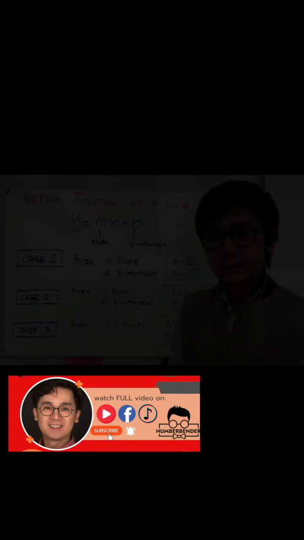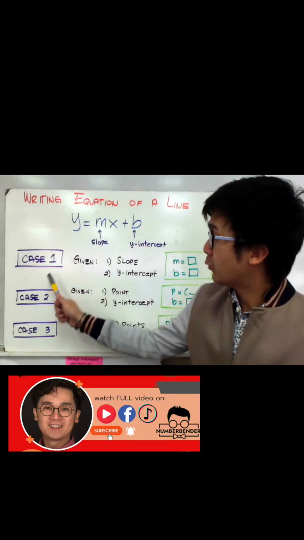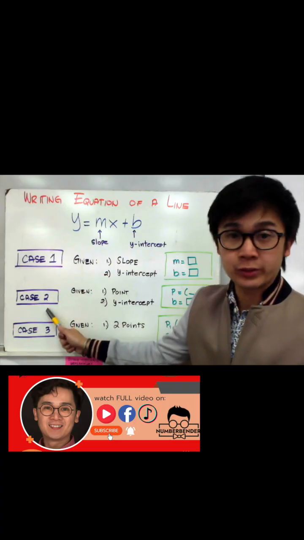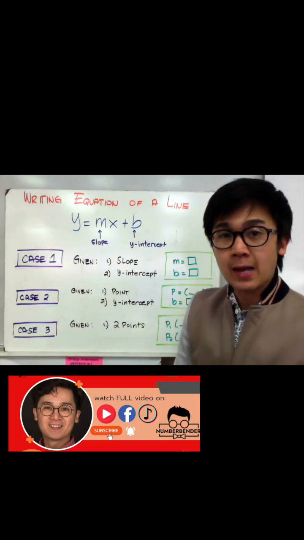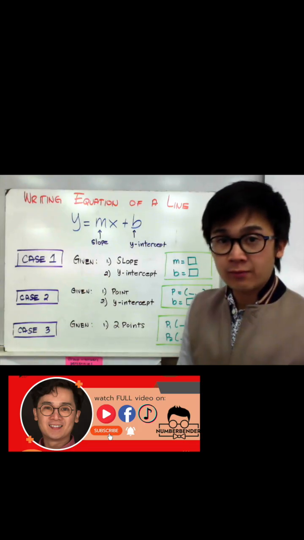We have three cases in writing the equation of a line using the slope-intercept form. We're done with case 1 and case number 2. Now we're going to be working on examples on how to write the equation of a line given 2 points. And we're going to have those examples today.